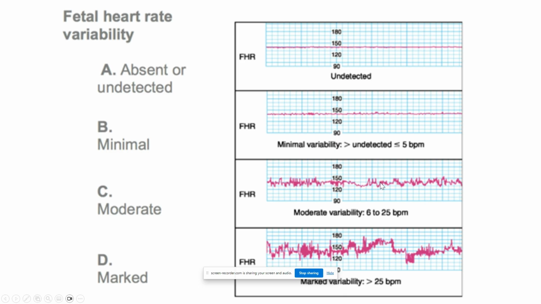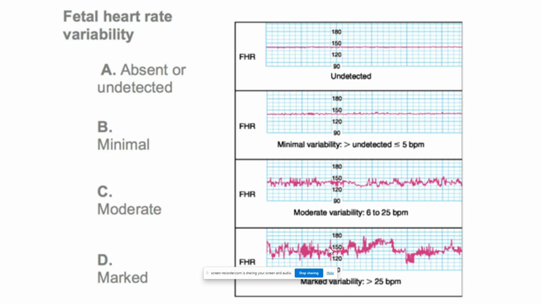Moderate is what we want, okay? And this is between 6 to 25 beats per minute in fluctuation. Now, remember I told you that each box represents 10 seconds. And then marked is when there's a greater than 25 beats per minute that has jumped from the baseline.